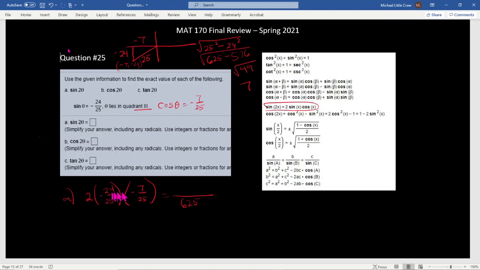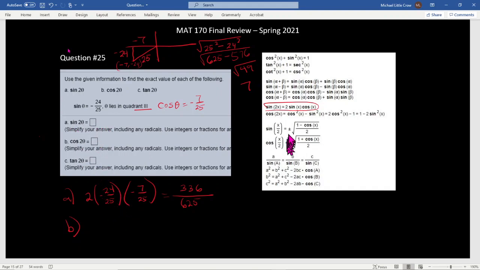14 times 24 is 336. And that becomes positive. Does that reduce at all? I wouldn't expect it. They don't seem to have common factors. 5 goes into 625, that's for sure, but 5 doesn't go into the other. I think that's about as good as we can do. So that goes for A.